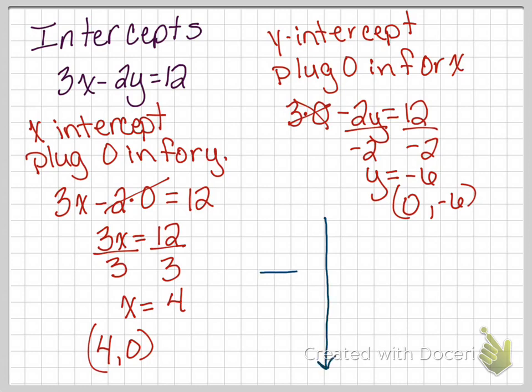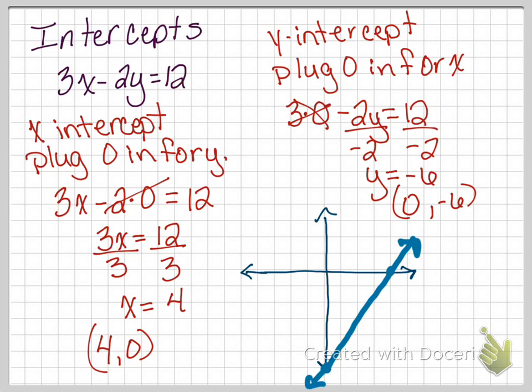So when we graph this, I've got (4, 0), which is right here, and then I've got (0, -6). 1, 2, 3. So there is my line.